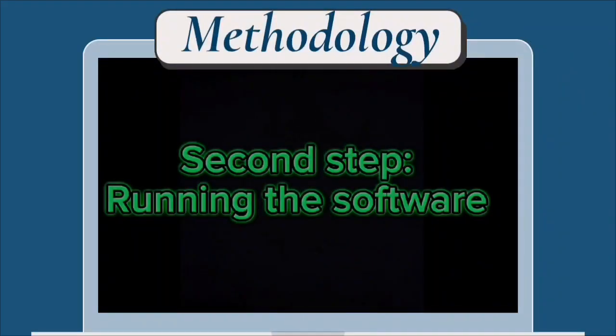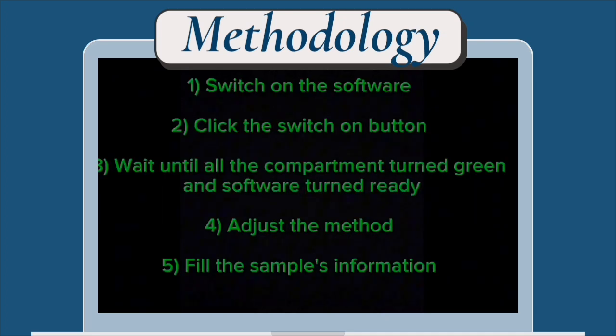Now we're moving to the second step, which is running the software. Firstly, we switch on the computer and click the software icon. Secondly, click the switch on button after we switch on all the HPLC switches. Number 3, we wait until all the compartments turn green and the software turns ready. Number 4, adjust the method. Go to edit and file method.